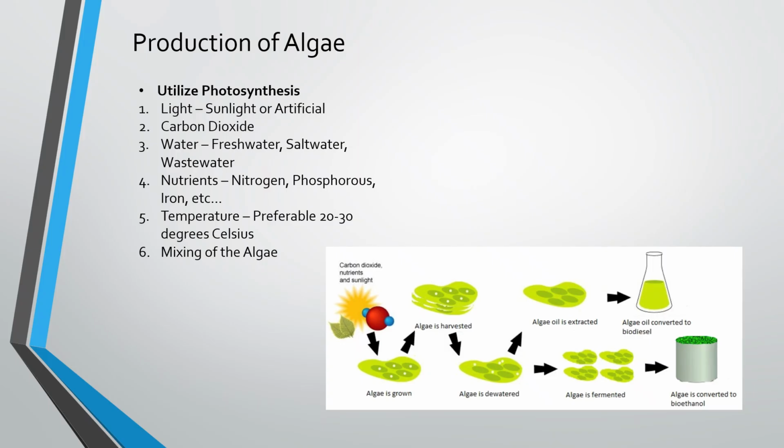The production of algae utilizes photosynthesis, so it starts with light. So for the ponds, it would be sunlight, and then for the photobioreactors, it could be artificial, or they could also use sunlight in their facilities. And then they need carbon dioxide for the photosynthesis, water.